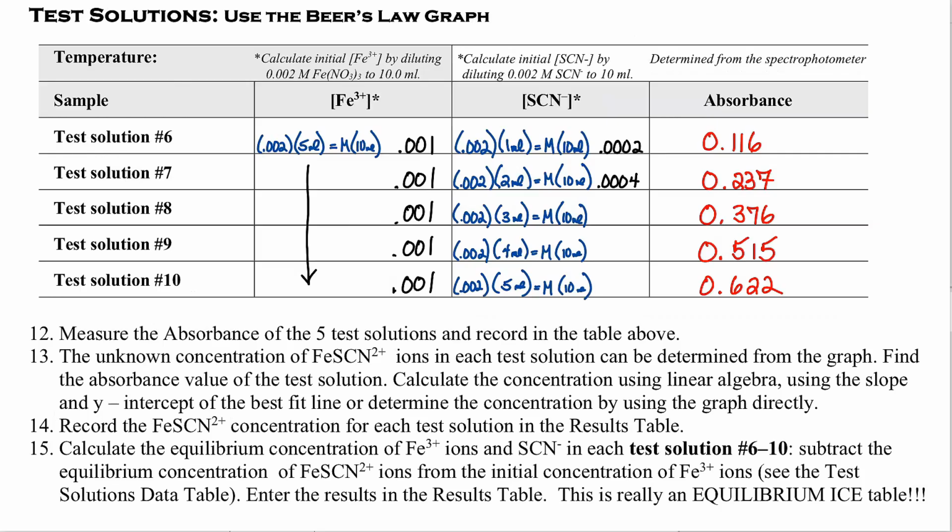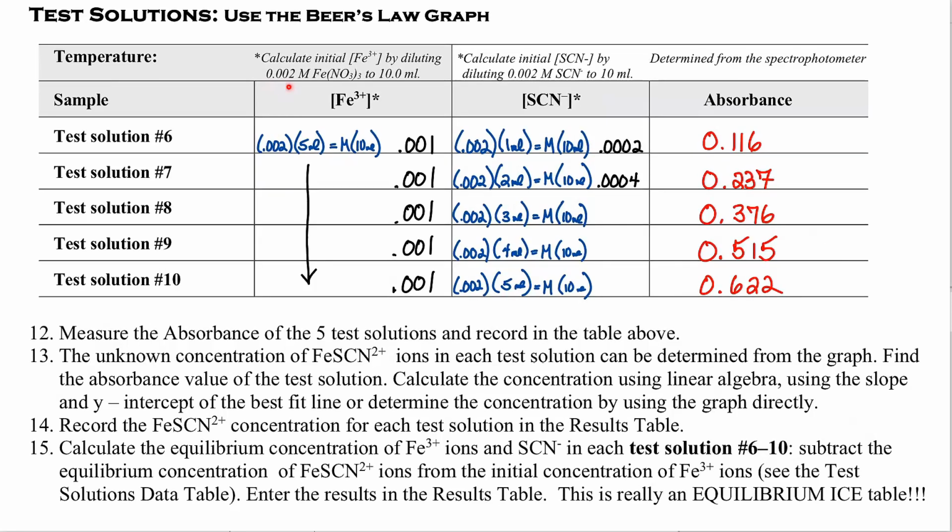So here's the next table by Flynn. I've added some comments here to help my students guide them through this, but these are the test solutions. These are the solutions where we're actually going to let the reactions get to equilibrium. If you look very carefully, as we talked about, this is a 0.002, so we're not driving the reaction to completion. It's going to get to equilibrium.